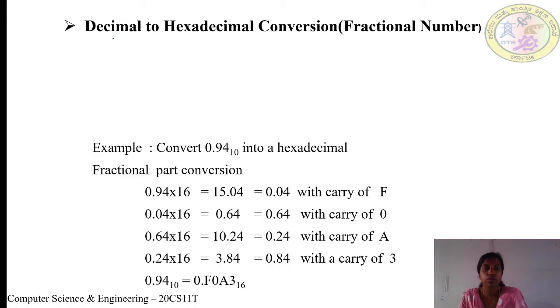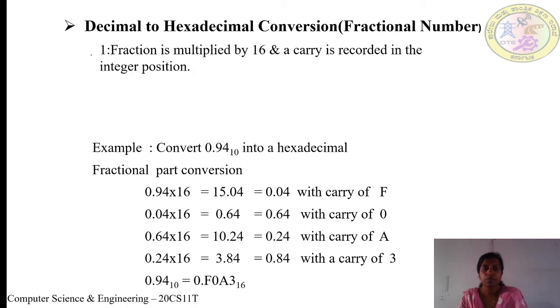Next we move on to the conversion between decimal to hexadecimal conversion of fractional number. First step, fraction is multiplied by 16 and a carry is recorded in the integer position.